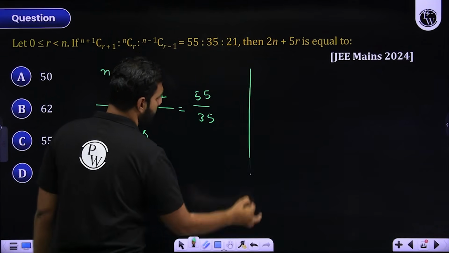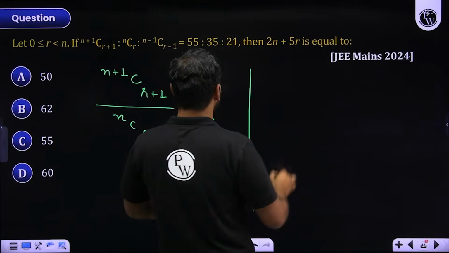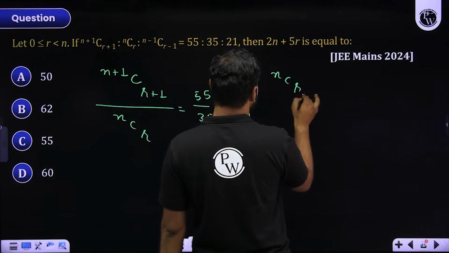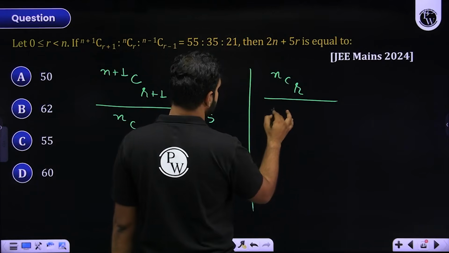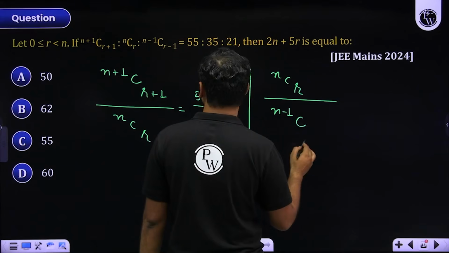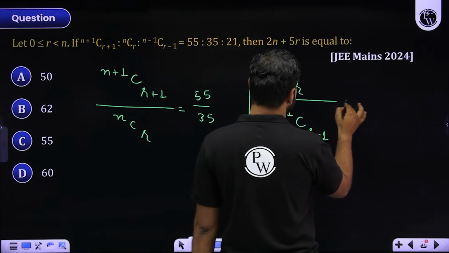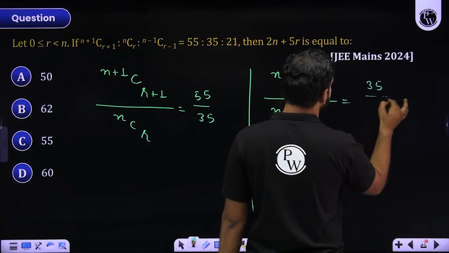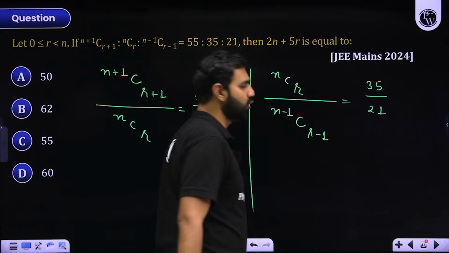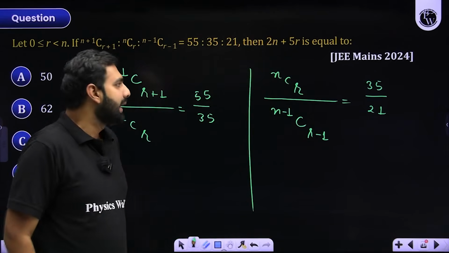All right. What about the second part? The second part, if I were to write, is NCR divided by N minus 1 C R minus 1. I hope I'm writing it correctly. And it is given as 35 is to 21. I hope there is no confusion on it. There is complete clarity on it.